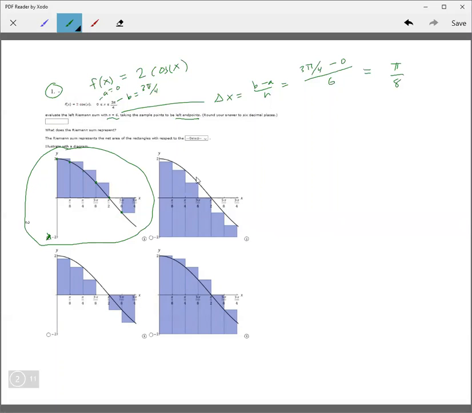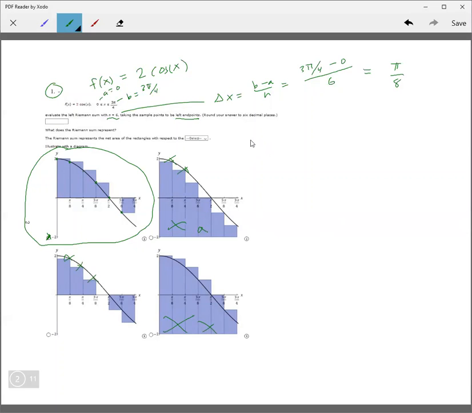Here, this is the right endpoint. Here, this is the left endpoint, but then it's something weird. It goes all the way down to there. That's weird. And here, it's right endpoints. And this one goes all the way down here as well, and it's right endpoint, so that's bad. And then this is right endpoint, so that's bad too. Okay, so it's this one here.